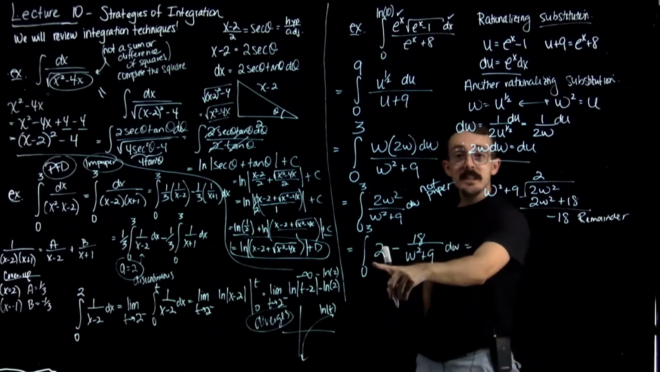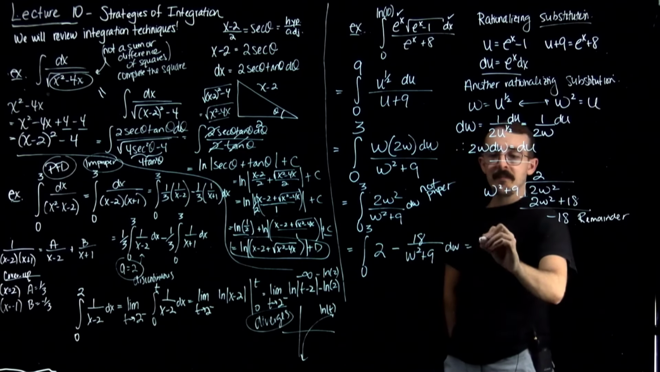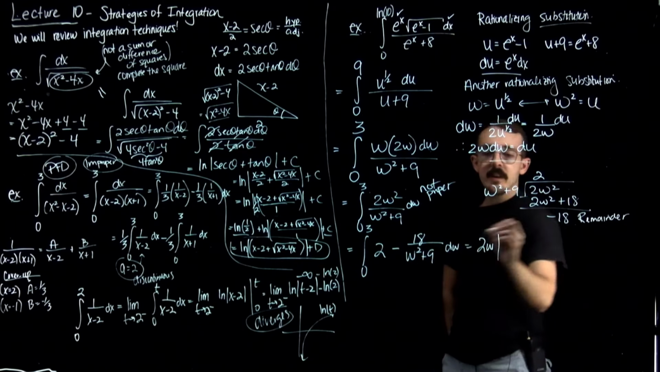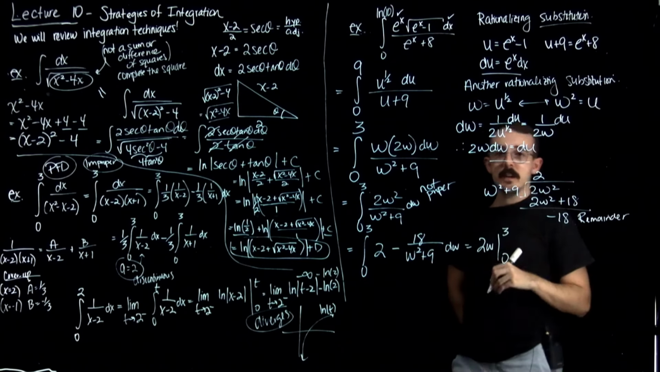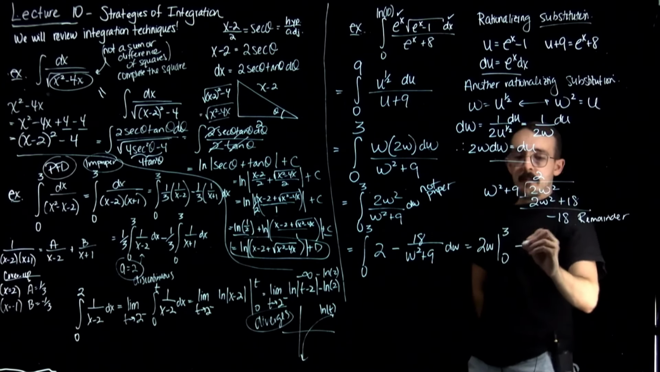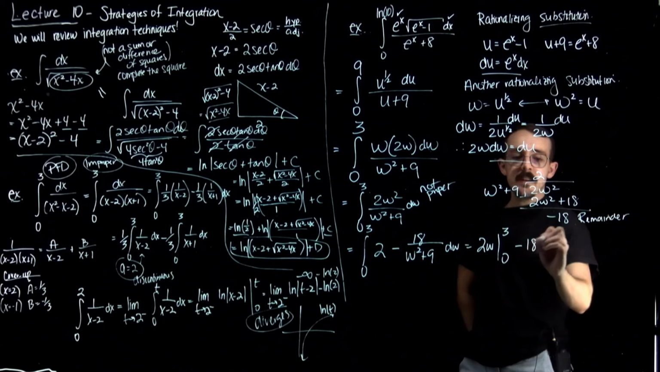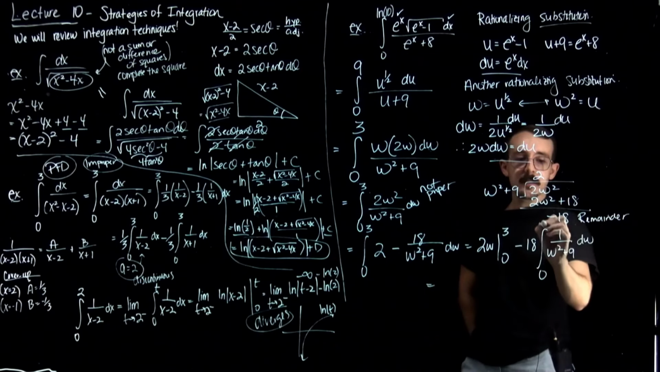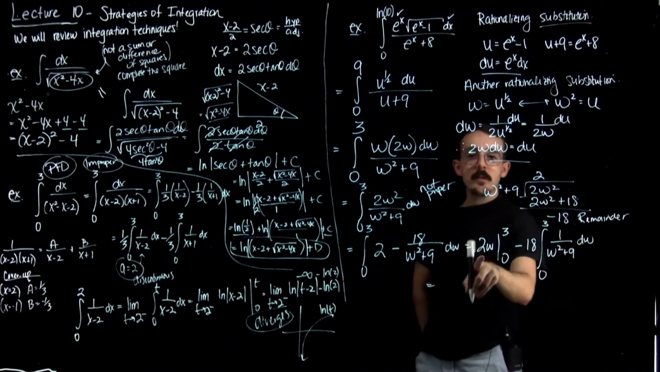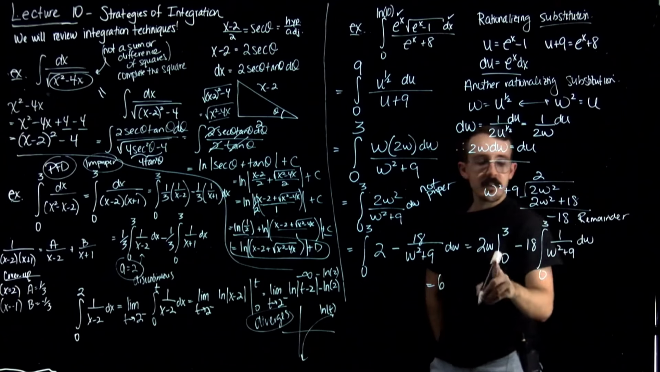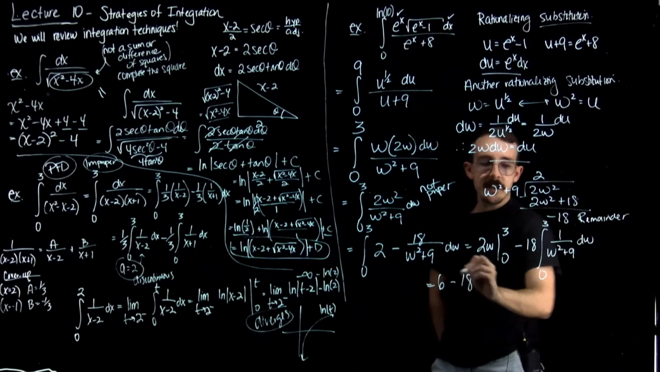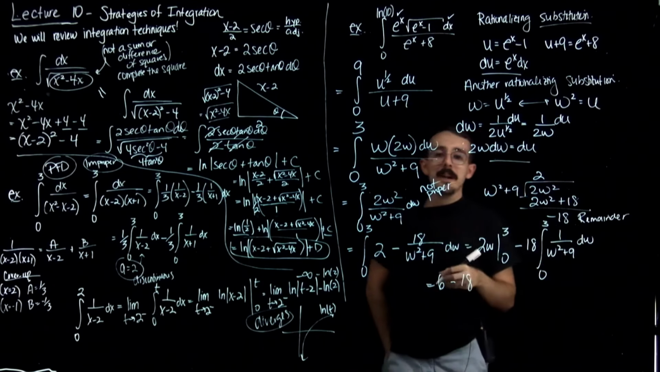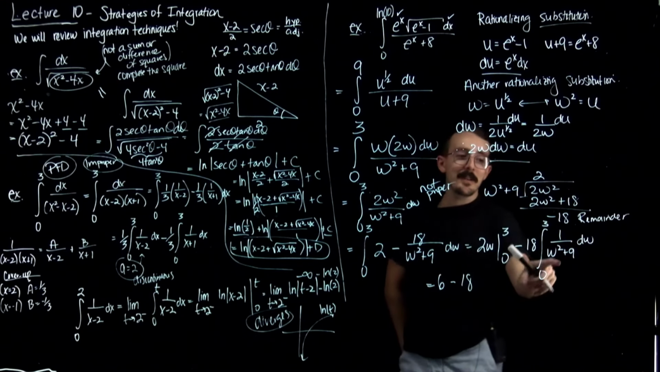Now the integral of 2 is easy. That's just a constant, so we get 2w, and I'm going to evaluate that from 0 to 3. Minus, here's a constant, 18, integral of 1 over w squared plus 9, and this is from 0 to 3 as well. If you plug in 3 and you plug in 0, you're just going to get 6 for this first part. This is minus 18. And what better way to finish the whole review video than to review this rule.